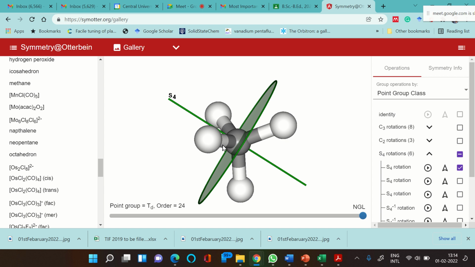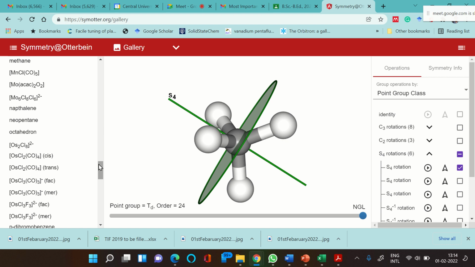When you are looking at a molecule, this becomes very tricky: when some improper axis is there and you are not able to find out whether any improper axis is present in this molecule, yes or no, you have to find it in this manner. With more and more practice you will find it easy later on.